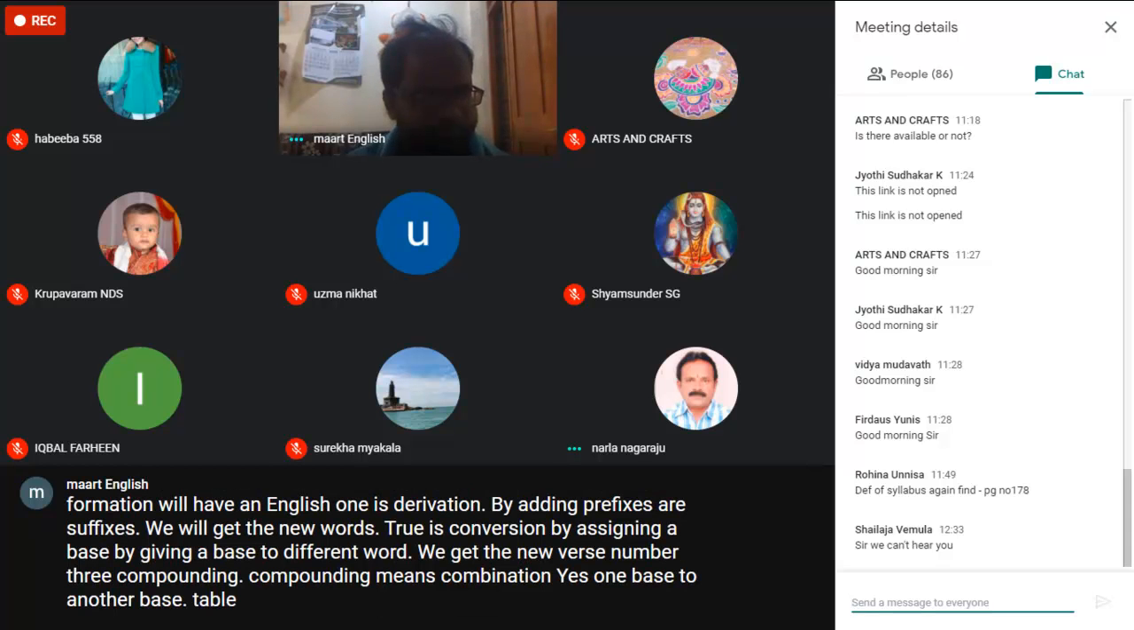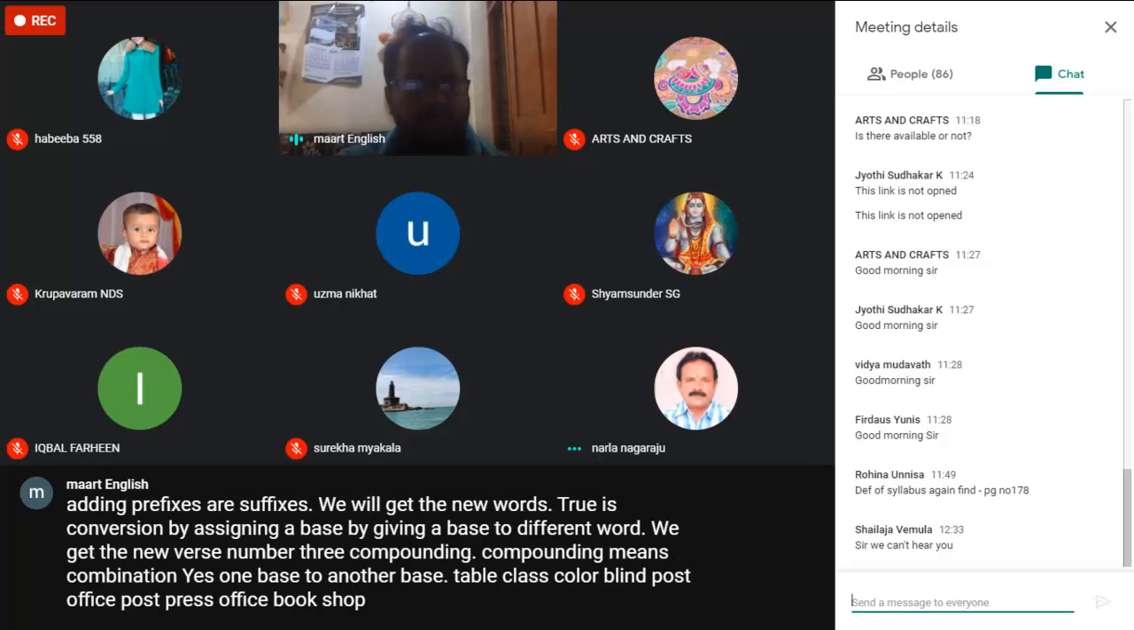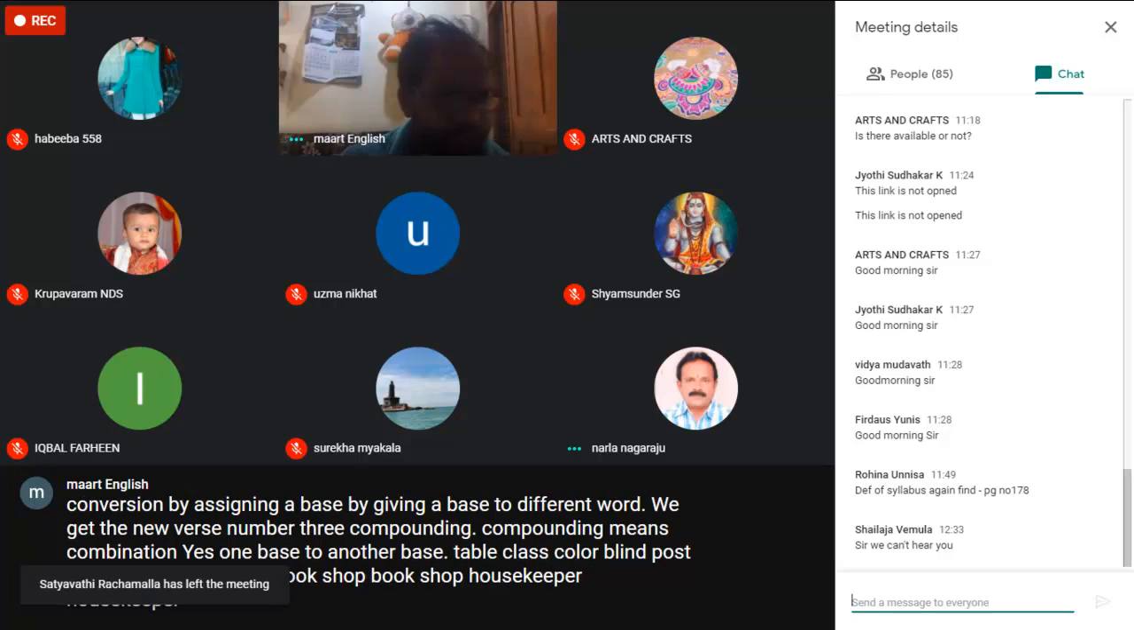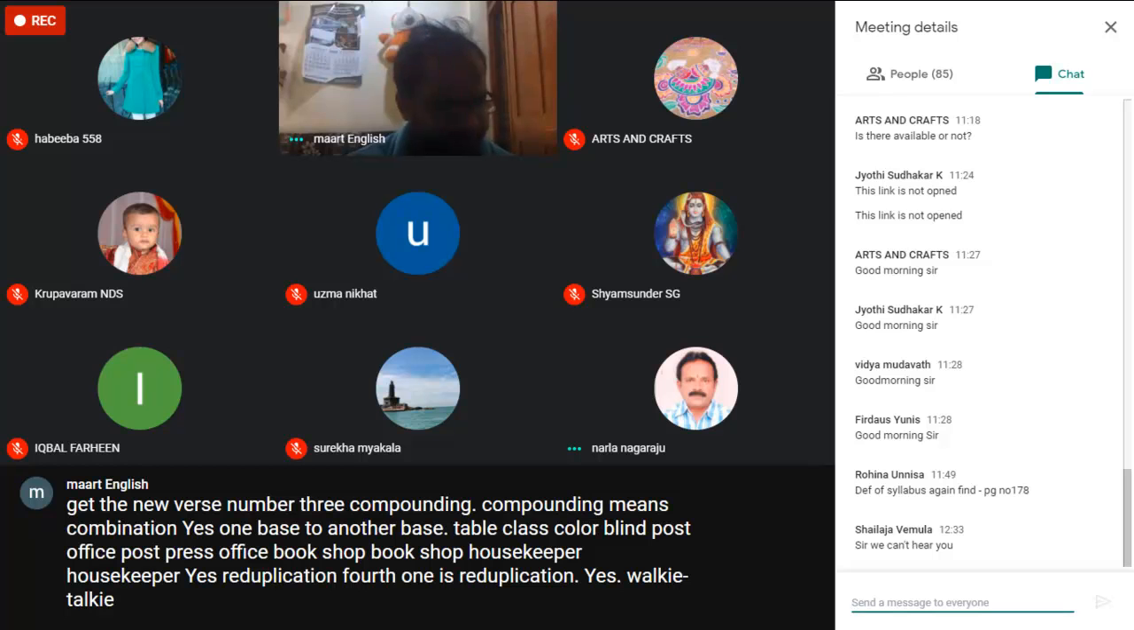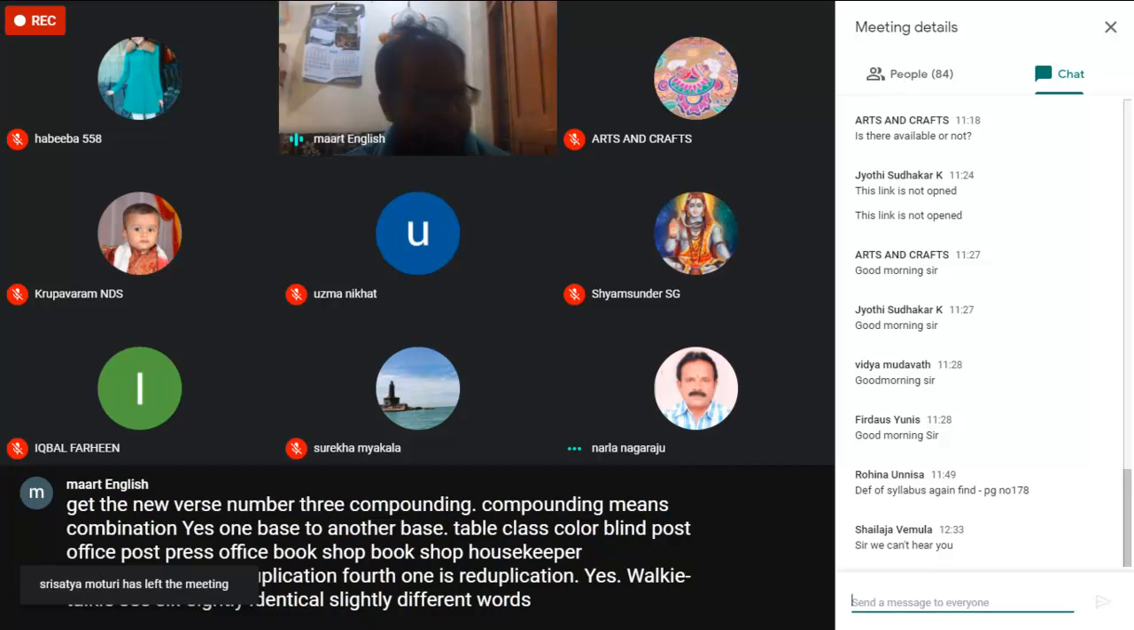Tablecloth, color blind, post office, bookshop, housekeeper. The 4th one is reduplication. Walkie-talkie, see-saw. Slightly identical, slightly different words. Then clipping.